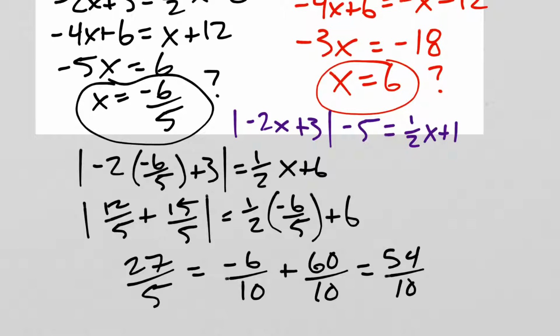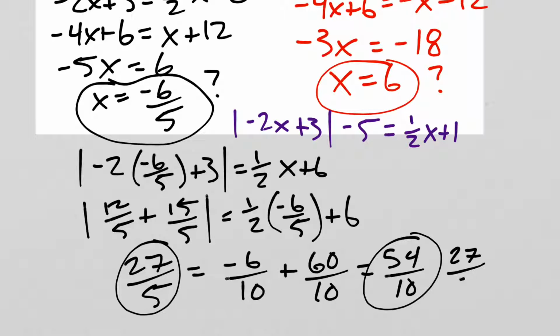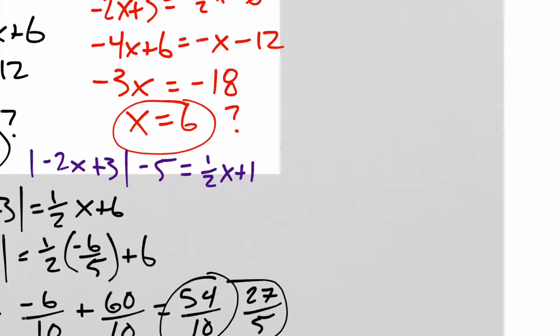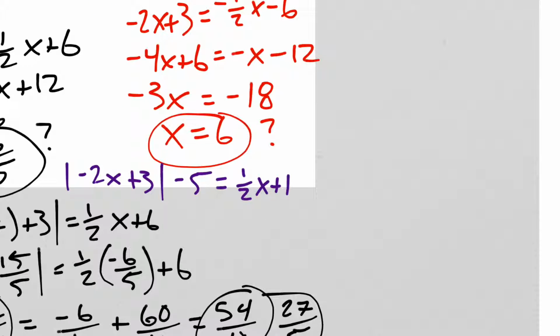Is 54 over 10 the same as 27 over 5? Yeah, 54 divided by 2 is 27. 10 divided by 2 is 5. Therefore, they're the same. Therefore, negative 6/5 is a solution. What about 6? Is 6 a solution? Well, do the same thing. Plug it in and see.